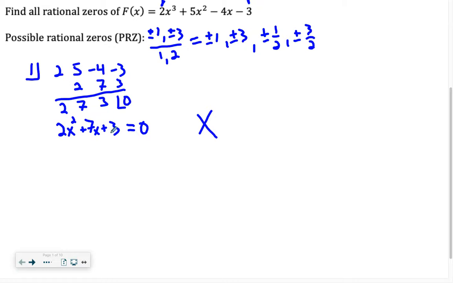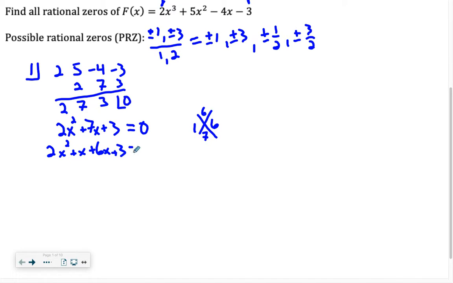So to x factor, we need to multiply a times c. So 2 times 3 is 6. Then my b term is 7. So I'm looking for 2 numbers that multiply to 6 that add to 7. Well, I think that would be 1 and 6. So I could split this up into 2x squared plus 1x plus 6x plus 3.